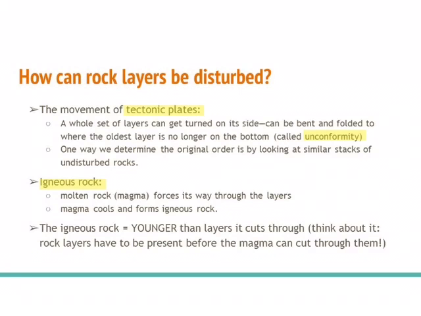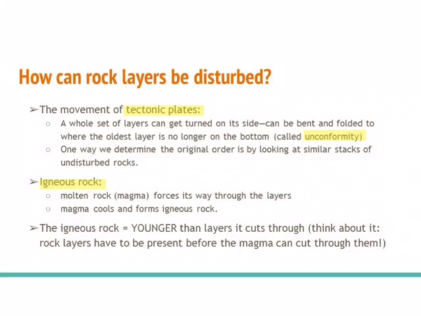So rock layers can move over time because tectonic plates are always moving, which is why we had Pangea in the past, and now our continents are more spread apart. You might know that the continents are actually still moving, so their position is constantly changing, just very slowly. Tectonic plates can cause rock layers to get bent and folded, which is called unconformity. And so that can make it a little bit trickier to find the age of the rocks.